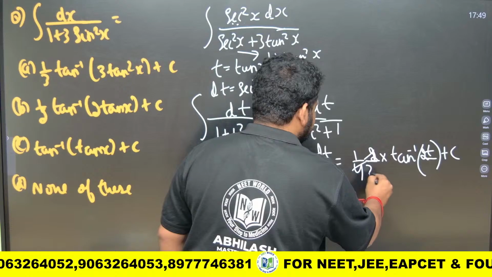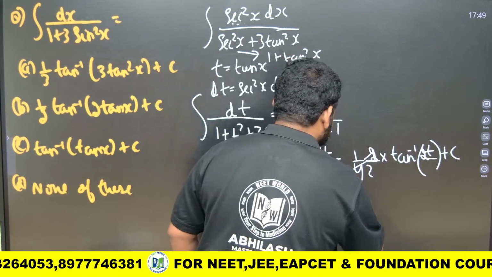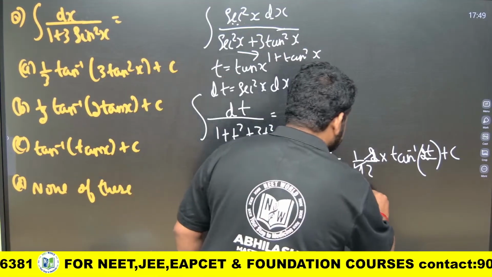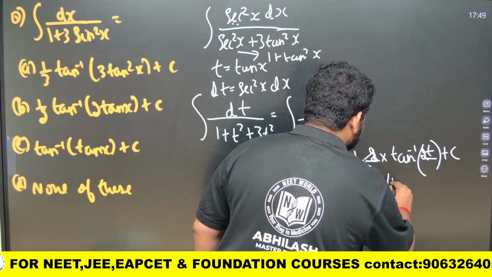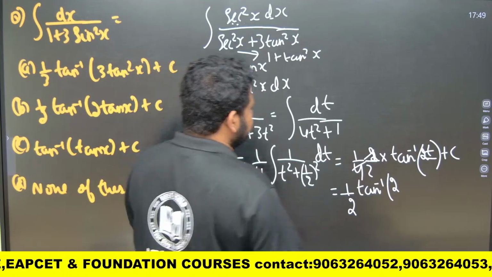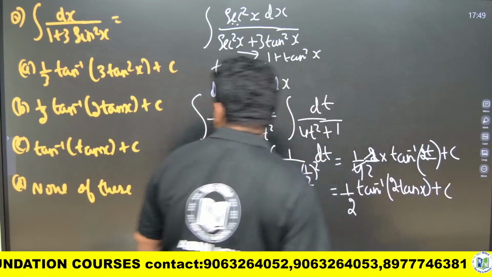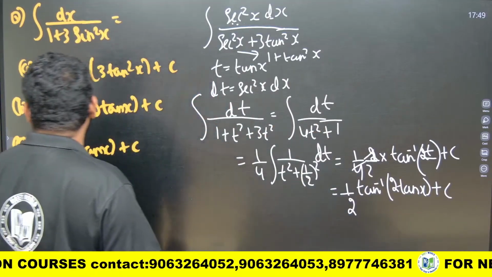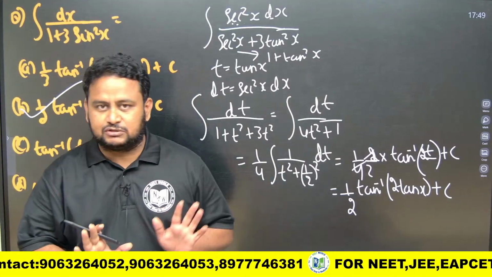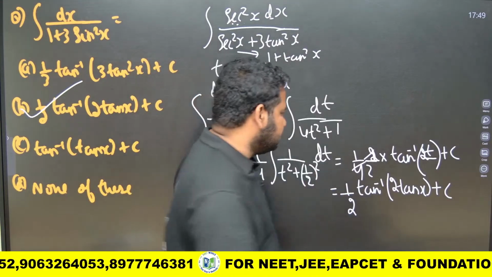Now 2 and 4 cancel partially, so this will become 1 by 2 into tan inverse of 2t. We took t as tan x. So it is 1 by 2 tan inverse of 2 tan x plus c. That is option B, the right answer to this question. Got it? Clear? Let us move to the next question.